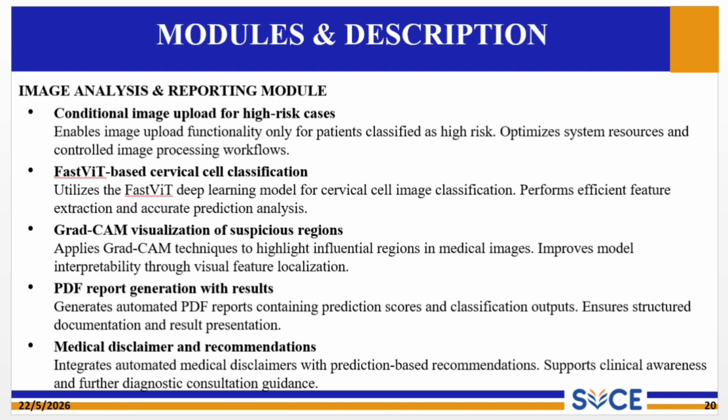Image analysis and reporting module. This module handles cervical cell image analysis for high-risk patients. Image upload is enabled only when necessary, reducing unnecessary processing. The FastVIT model performs image classification and predicts the cervical cell category. GradCAM highlights suspicious image regions influencing the prediction. The system automatically generates structured PDF reports containing classification results, prediction scores, and medical recommendations.